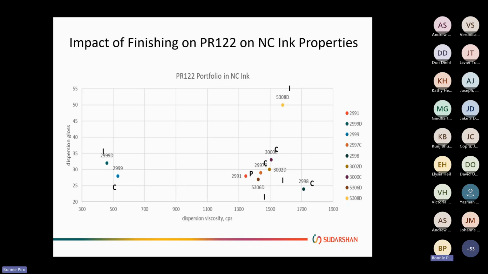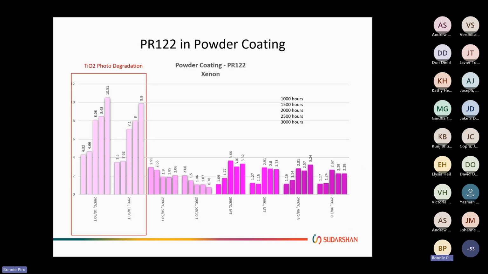On the ink side, again, finishing is very important to the performance. This chart shows the variety of viscosity and gloss that you can achieve based on the actual product itself in this particular NC ink formulation. I mentioned the sensitivity to TiO2. This is an example at the very pastel range. Not as great as we've seen with other chemistries, but it is something to consider in your formulation.